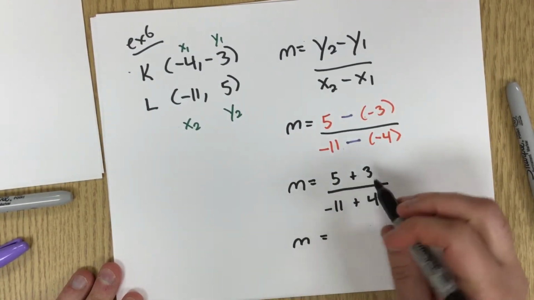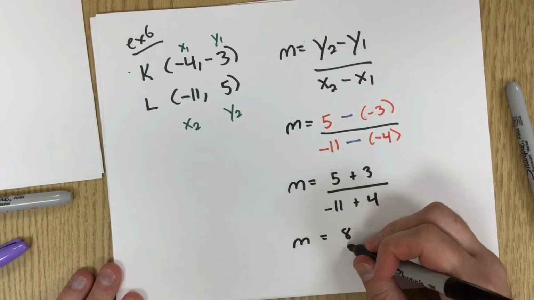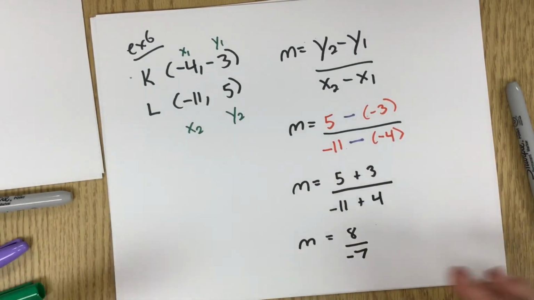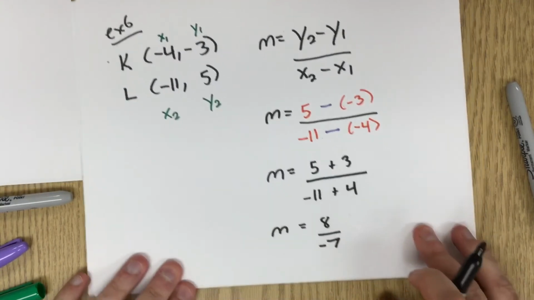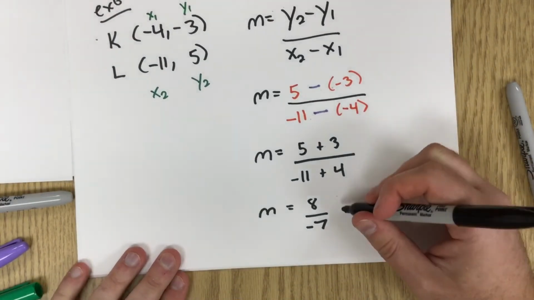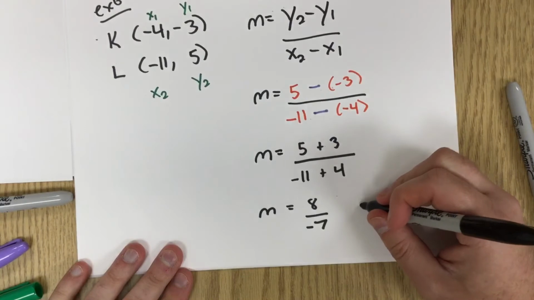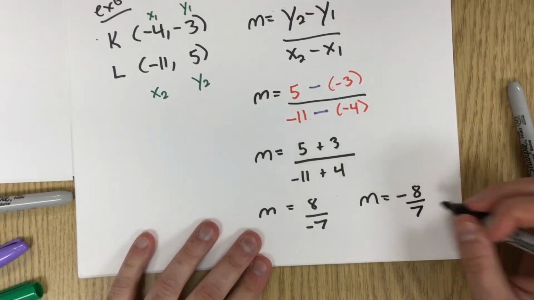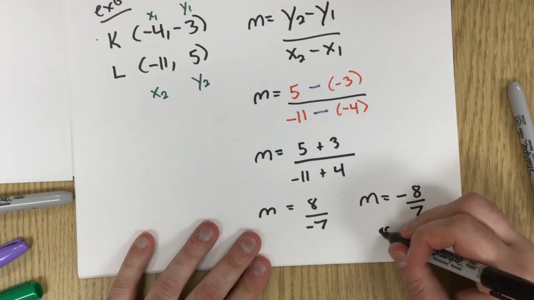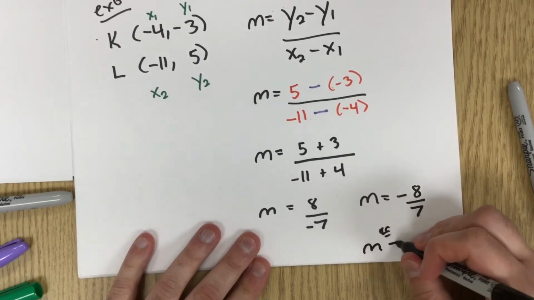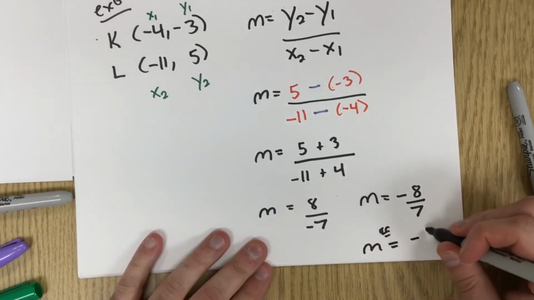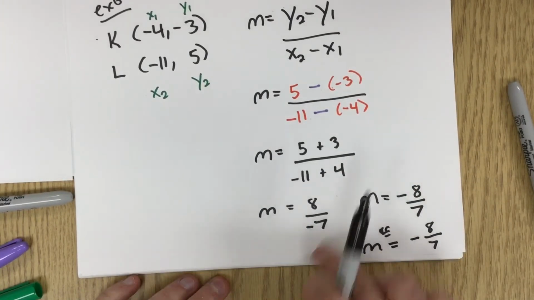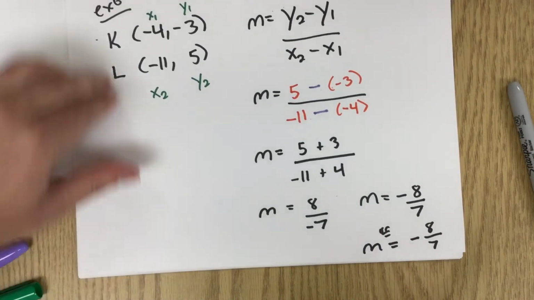So m becomes 5 plus 3 is 8, negative 11 plus 4 is negative 7. And traditionally, we don't keep negatives on the bottom in math. So the answer would be either we bring the negative to the top, or we keep it in the middle. But for a variety of reasons, we don't like to have the negative on the bottom.